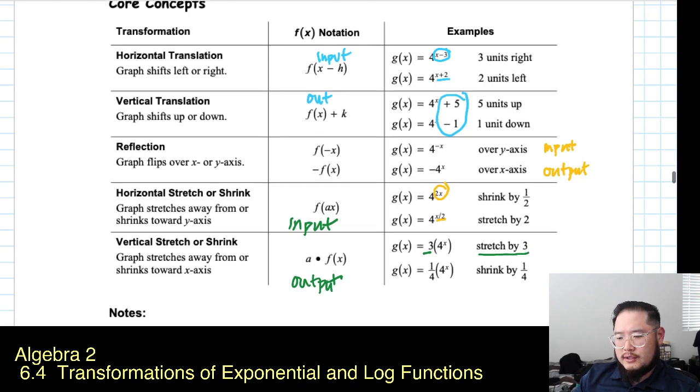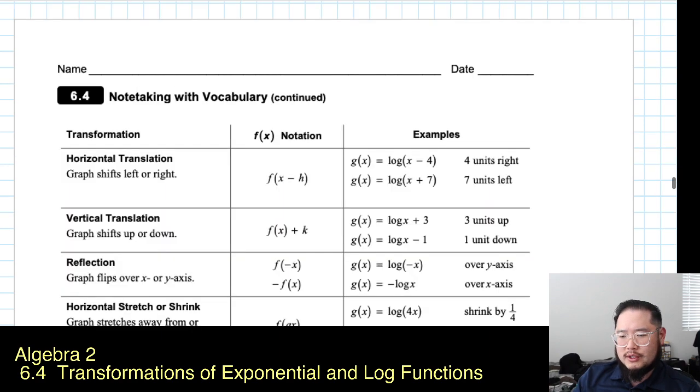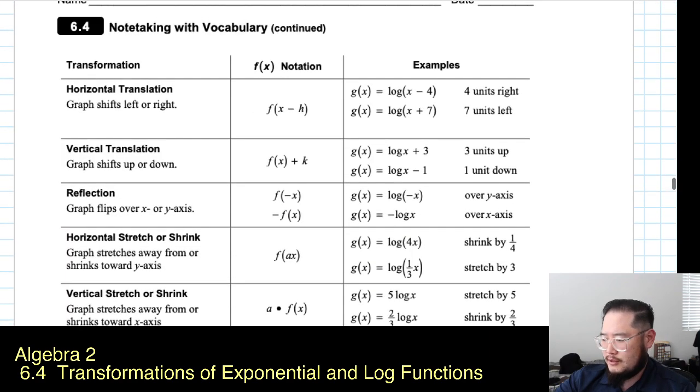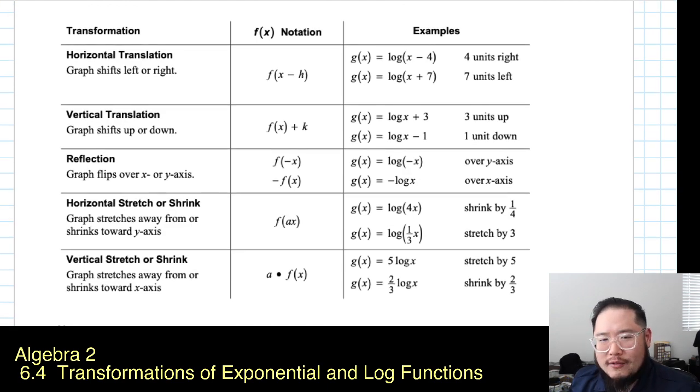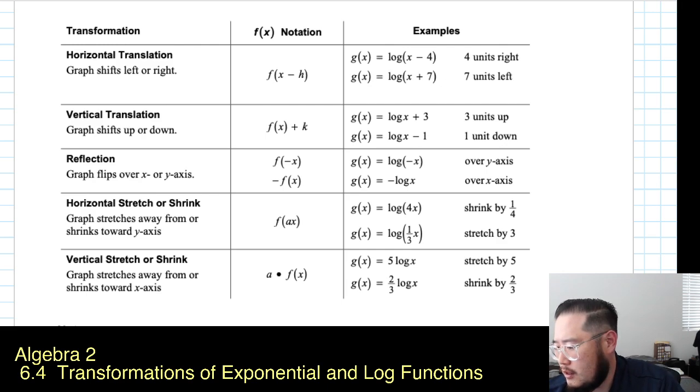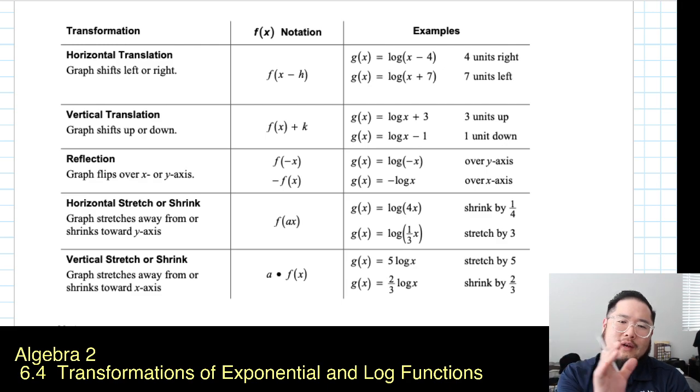Alrighty, let's take a look at some of our horizontal shifts right here for logarithms. It's pretty much the same, except we have a log in the way. Horizontal translation, remember, is going to be your input, meaning that h, that translation, is going to affect the x value. And you can see, once again, remember, you take the opposite. 4 units to the right, we have right here x minus 4. And when it is 7 units to the left, going this direction, that will end up being x plus 7.